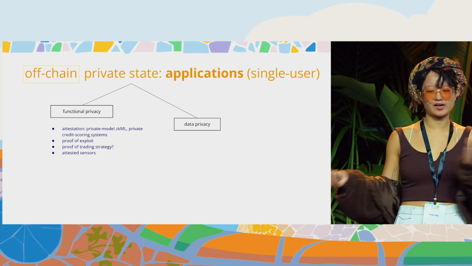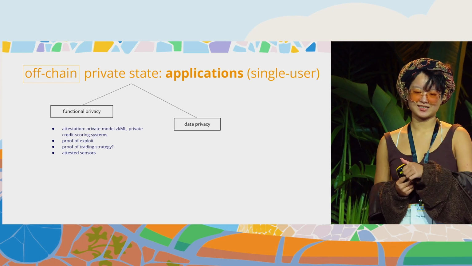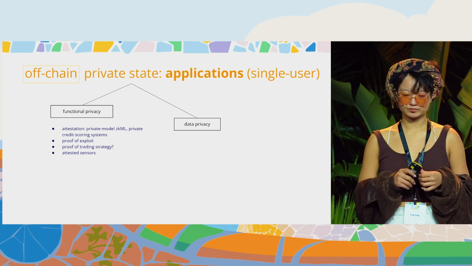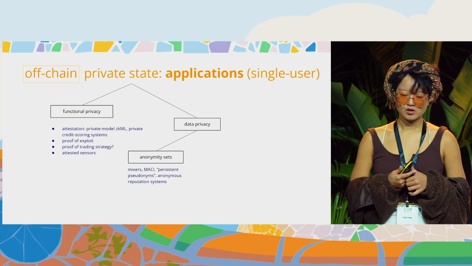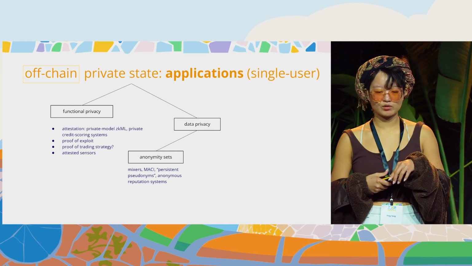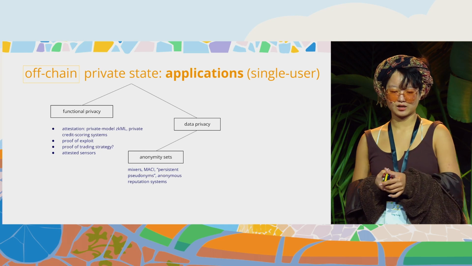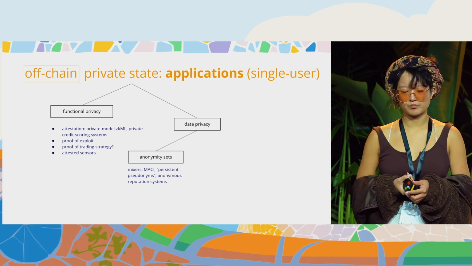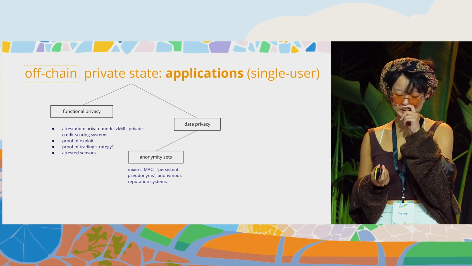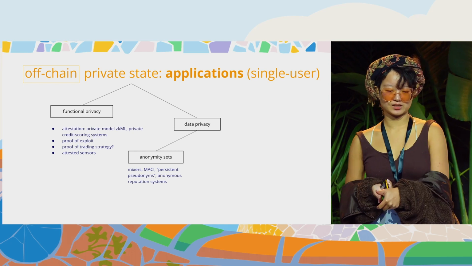The other large class of private application, off-chain private state applications, focus more on data privacy. So one primitive that appears everywhere is anonymity sets. And this is what offers confidentiality in Zcash, in mixers such as Tornado Cash. And it's what offers anonymity in identity systems.